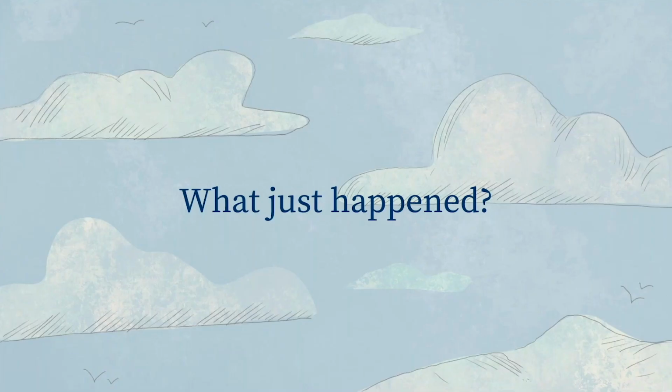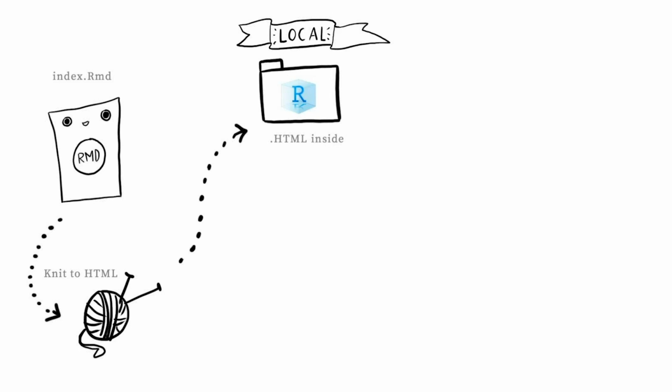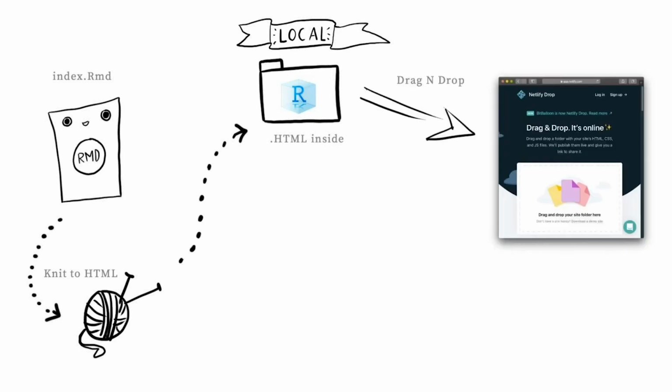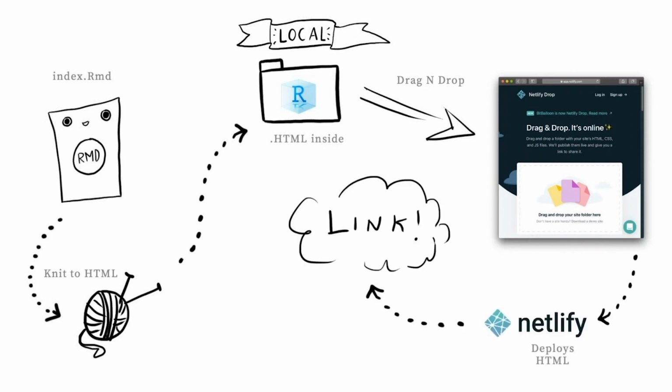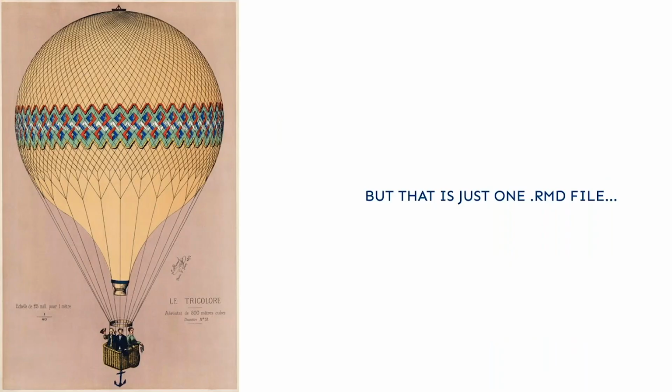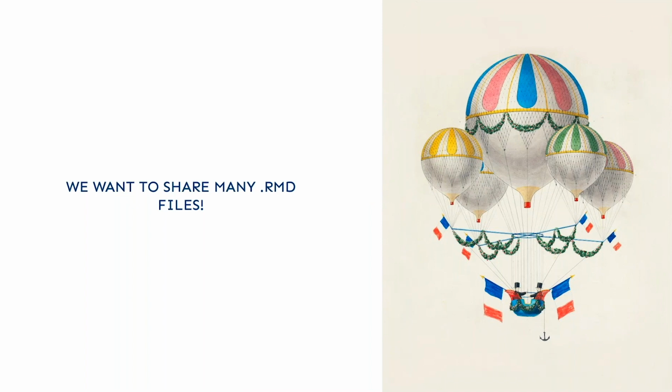But just as a quick summary of what happened. So we started with an R Markdown file, and it was named index. We knit this to convert it to an internet-ready HTML file. That looked great, but it still only lived locally in our project folder. So we had to drag and drop it into Netlify, which deployed our page and generated a link. Woohoo. Okay, but this is just one R Markdown file, and we want to be able to share many R Markdown files.